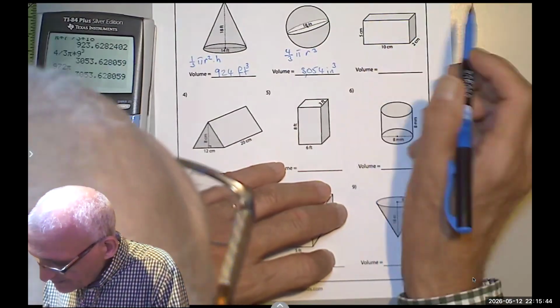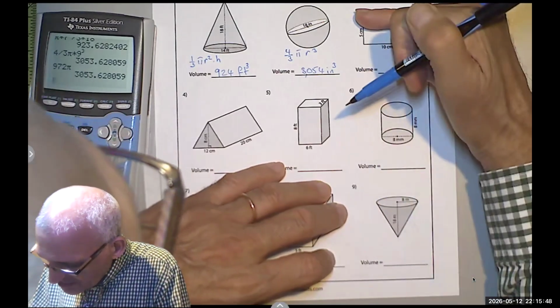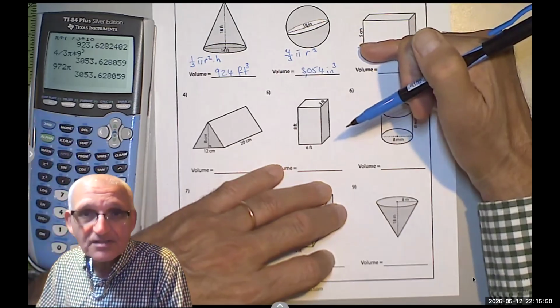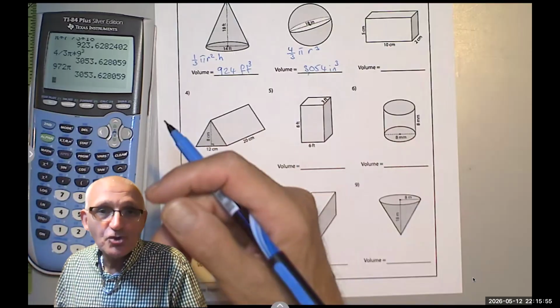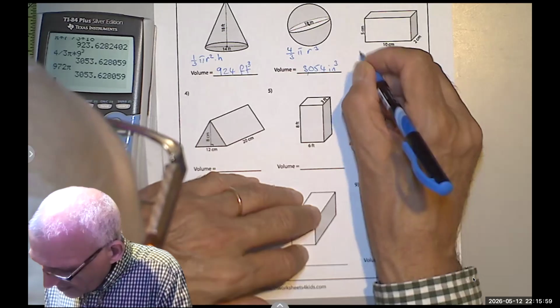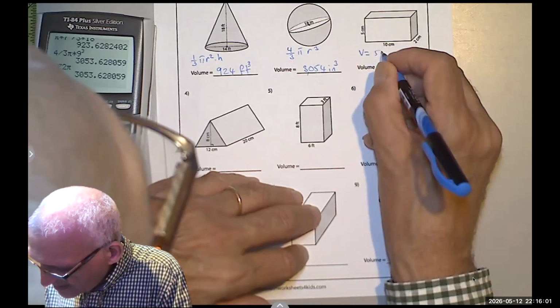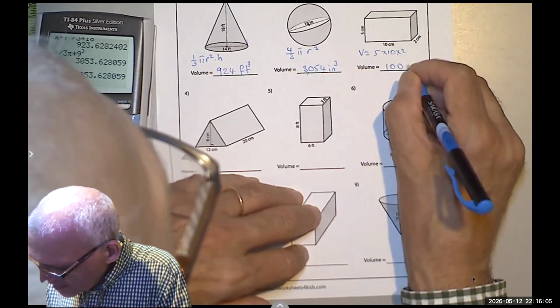Someone else would say, no, I'm going to take the top, which is 2 times 10, 20. And this 20 stayed 20 for a distance of 5. So 20 times 5 is 100. So no matter what you do, you will end up with 100 cubic centimeters. You don't need a calculator for that. You can say volume equals 5 times 10 times 2 equals 100 cubic centimeters.